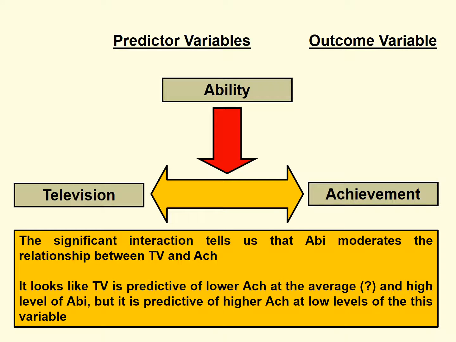So our significant interaction, or the significant improvement of fit in the model when we include the interaction, tells us that ability moderates the relationship between television and achievement. It sort of looks like TV is predictive of lower achievement, maybe at average levels of ability and at high levels of ability, but it's predictive of higher levels of achievement at lower levels of this variable. So it's kind of an odd finding, and one that probably goes down to the fact that this is fake data that I made up. But that's the nature, or the picture, literally, of what the moderating effect looks like.